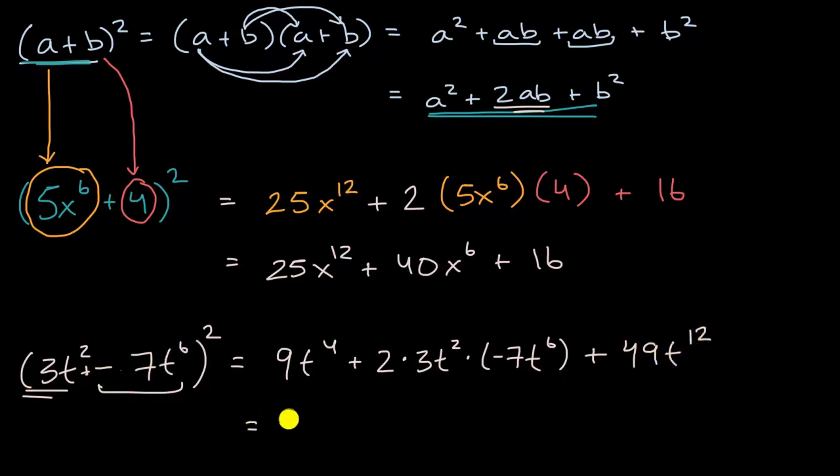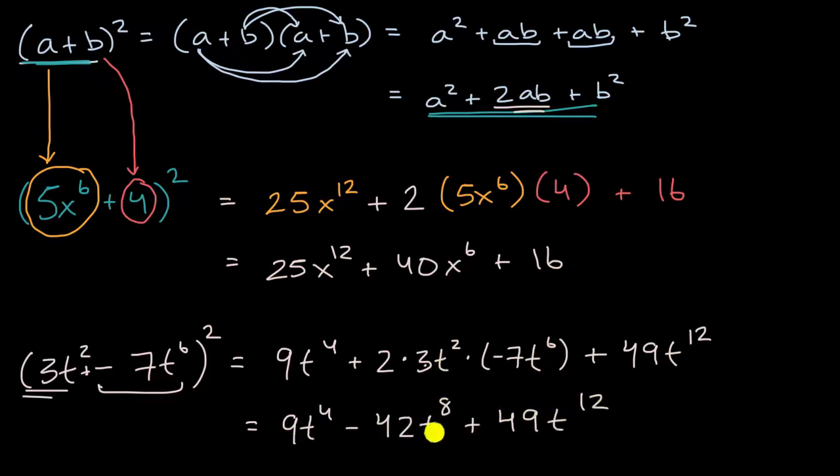And so this is going to be equal to 9t to the 4th. And let's see, 2 times 3 is 6, times negative 7 is negative 42. And t squared times t to the 6th, we add the exponents. We have the same base, so it's going to be t to the 8th. And then we have plus 49t to the 12th power.